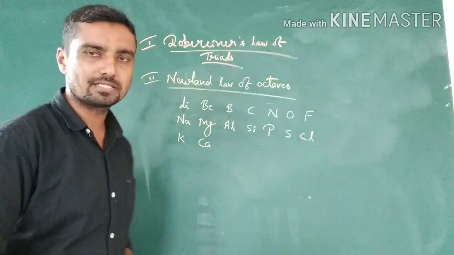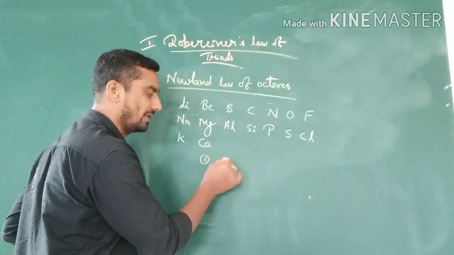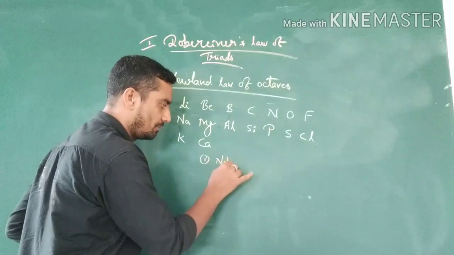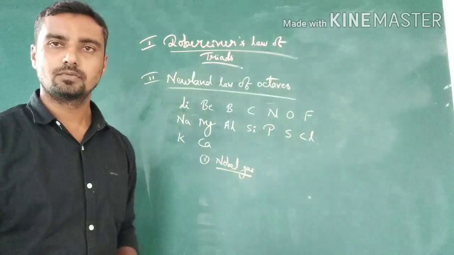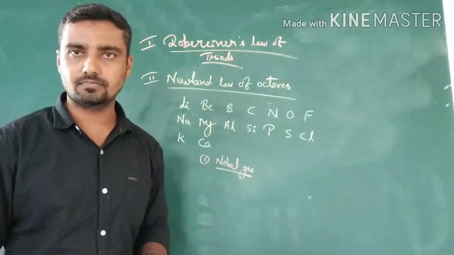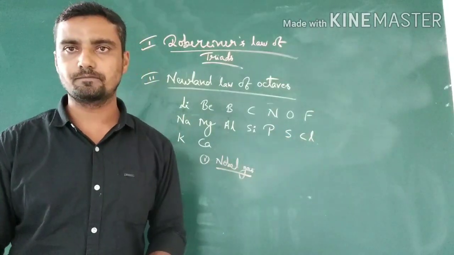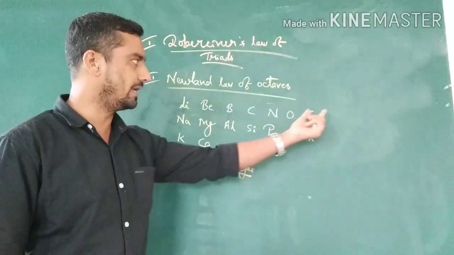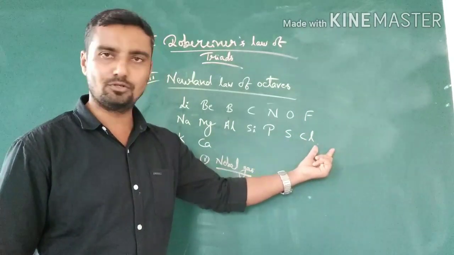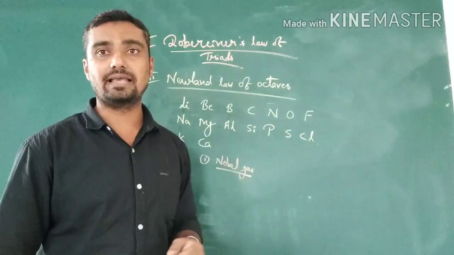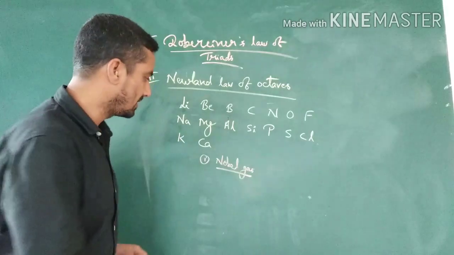The main drawback is that after halogens there should be some noble gas. Fluorine is followed by neon, and chlorine is followed by argon. After placing the noble gases after the halogens, this law becomes insignificant. That's the first drawback.